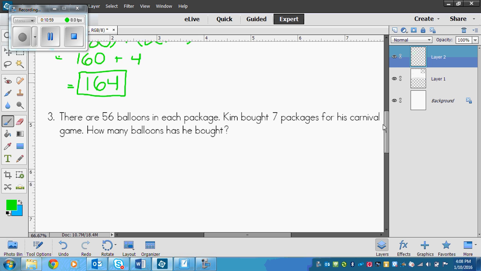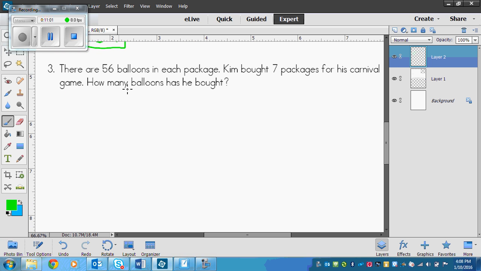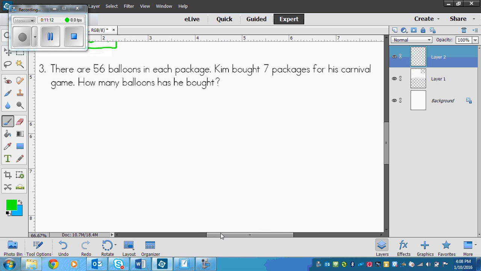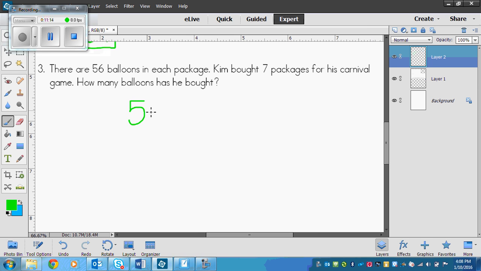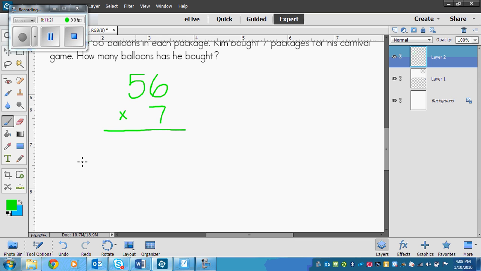And the last question that we've got here says there are 56 balloons in each package. Kim bought 7 packages for his carnival game. How many balloons has he bought? So that means that we've got 56, and we need to multiply it by 7. Okay, so first I'm going to multiply the ones. So I have to go 7 times 6. 7 times 6 equals 42.